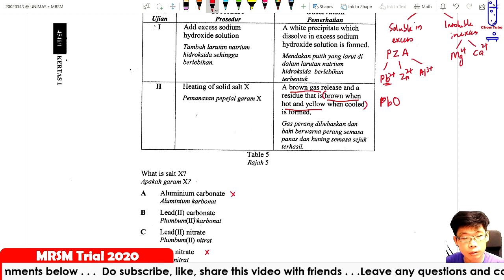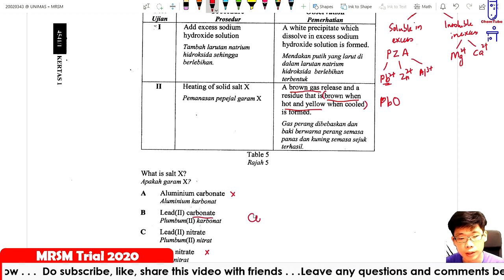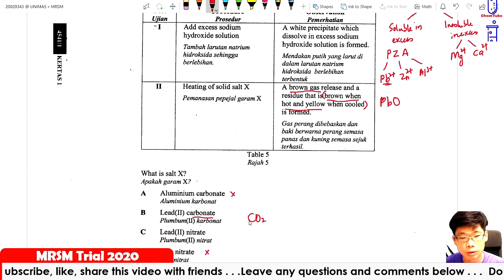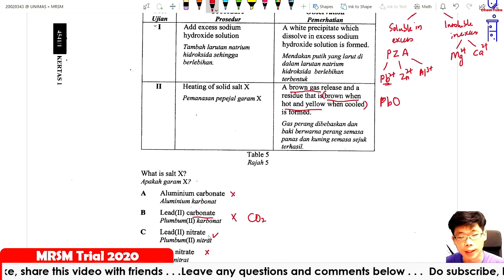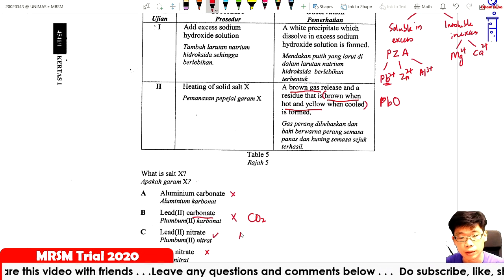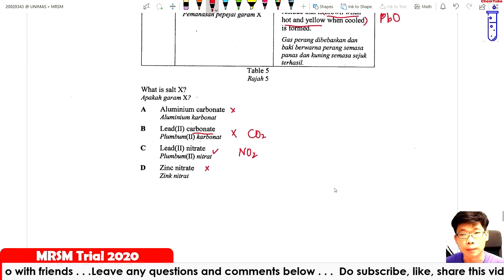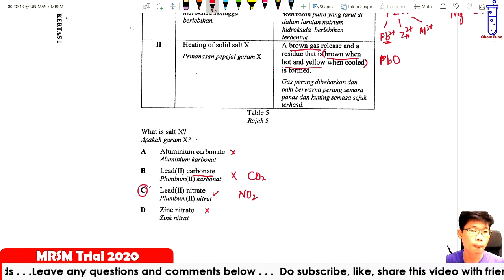If lead(II) carbonate, when you heat it, you produce a colorless gas. So it cannot produce a brown gas. So B is also not possible. So lead(II) nitrate, because with nitrate you produce nitrogen dioxide, which is a brown gas. So C is the answer.